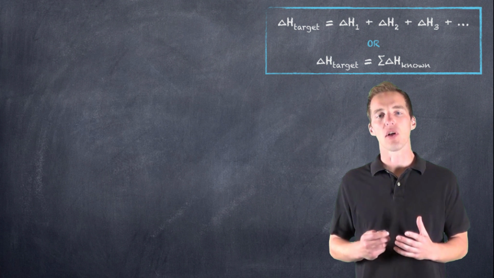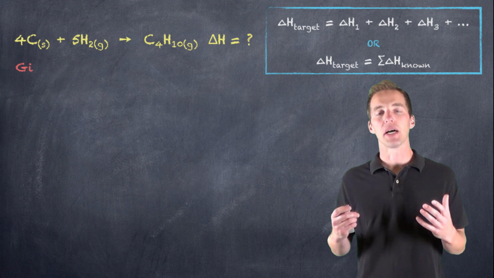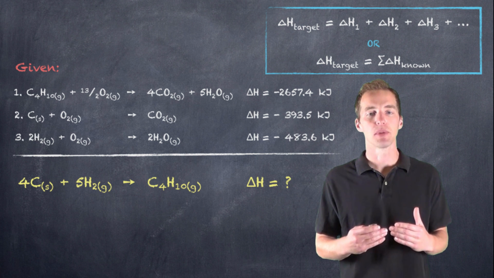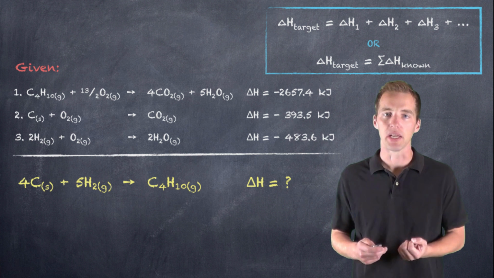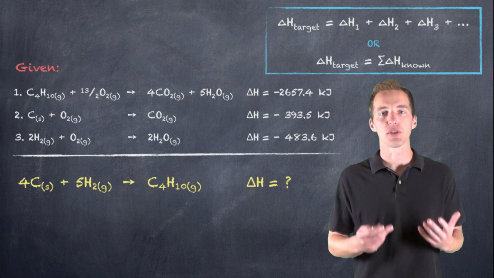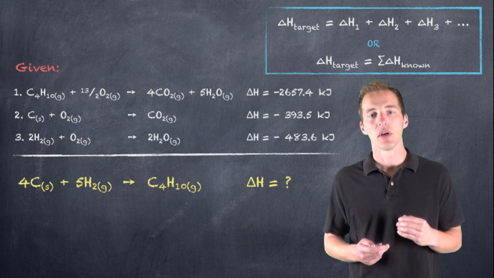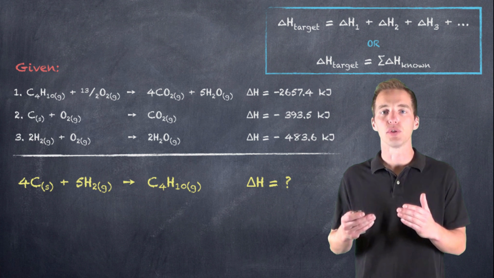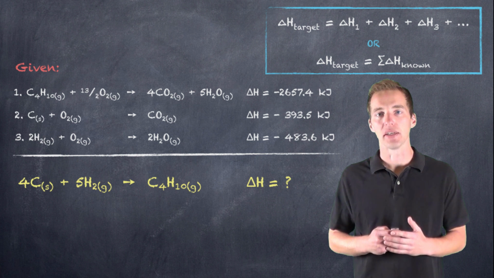So in a typical Hess's law problem, you're going to be given a target equation. And then you're going to be given some other equations that you can use or manipulate to arrive at that target equation. So we can see here that we have a target equation for the production of butane, involving carbon and hydrogen as our reactants. Well, we don't have the enthalpy change for this particular reaction, but what we do have are a series of other reactions that we can use. And so the way that this works is we try and manipulate these given reactions in order to add up to the overall reaction or the target reaction that we're trying to find.